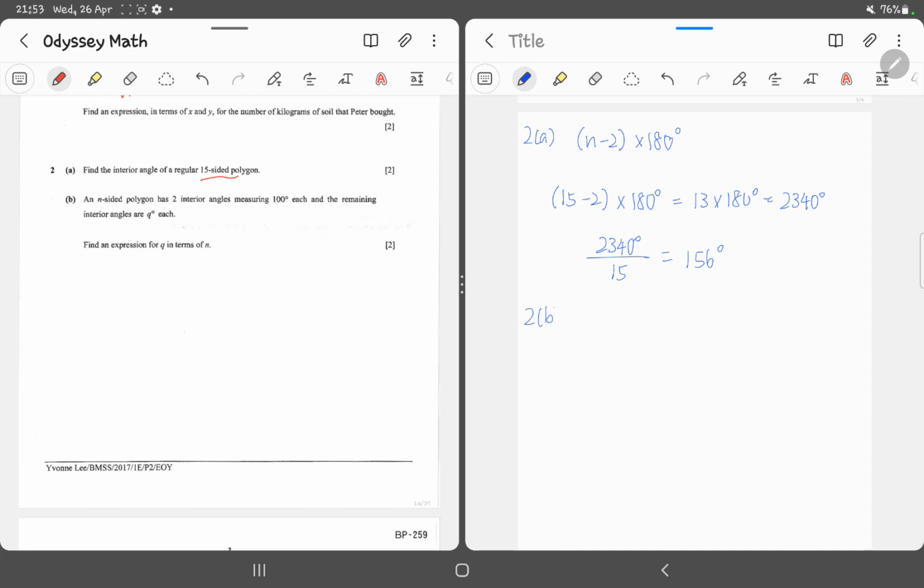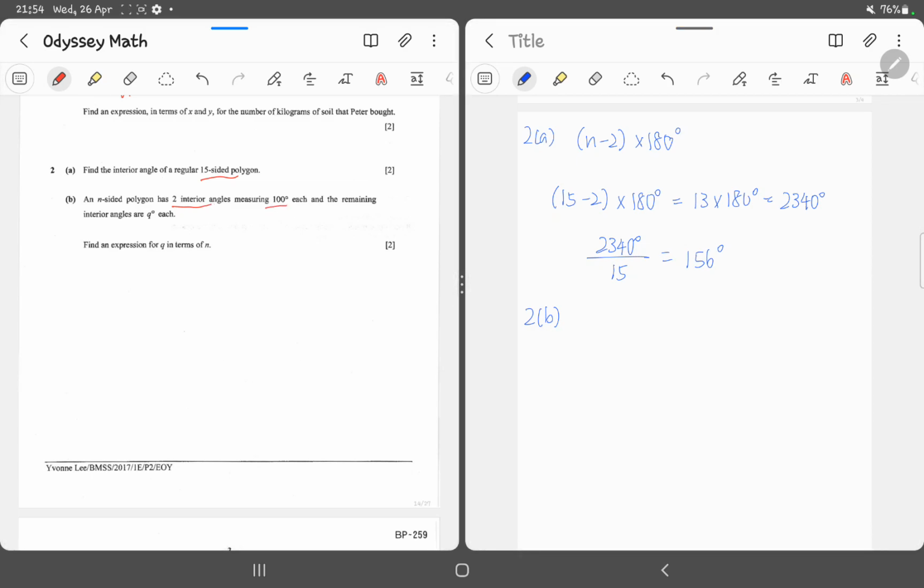Now for 2b, it's a little bit challenging, but still doable. An n-sided polygon has two interior angles measuring 100 degrees each, and the remaining interior angles are q degrees each. Find an expression for q in terms of n. For this question, there might be a lot of students who get stuck. But what you can do is, when you see this type of question, write out one thing first.